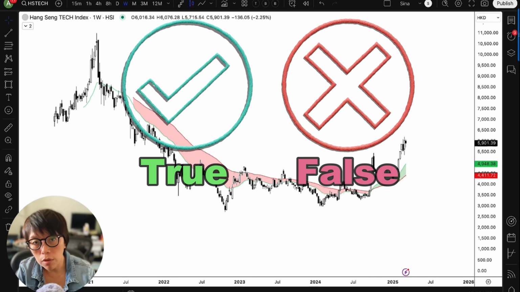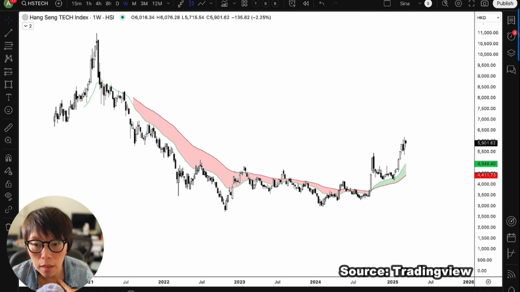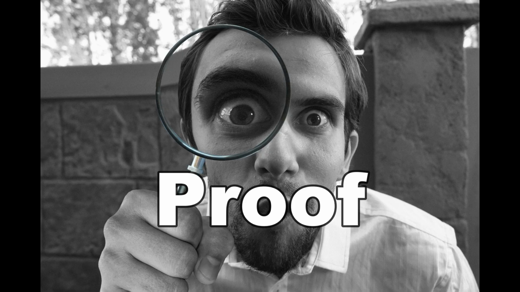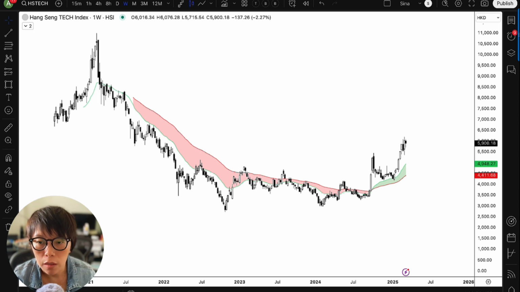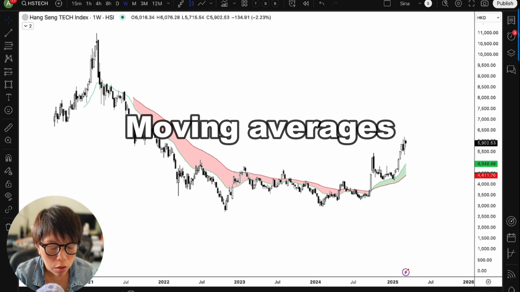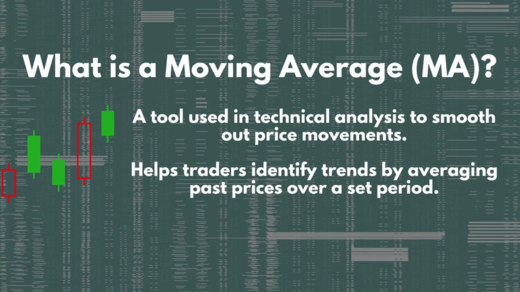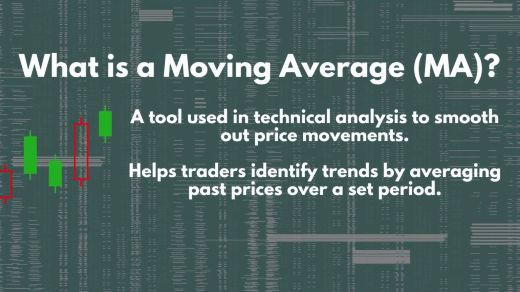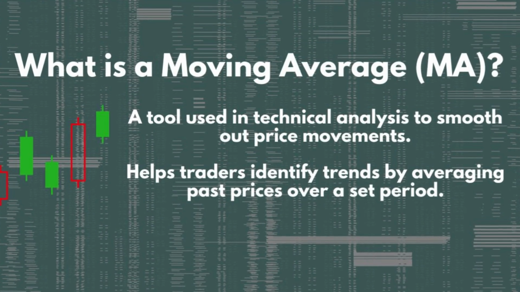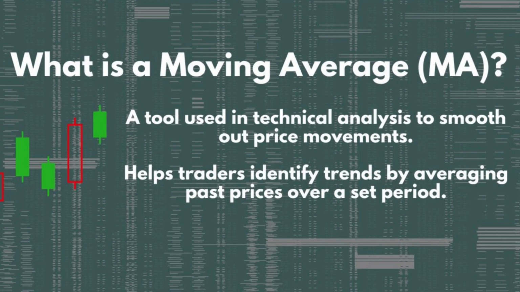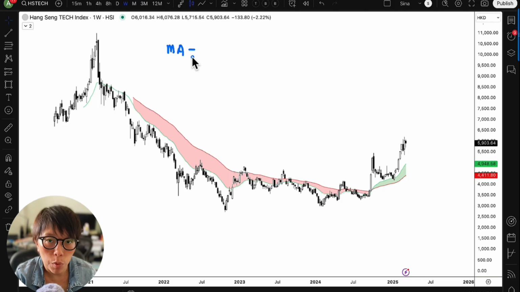Okay, so rather than answer from the point of what I'm guessing, what I'd like to do is show some substantial proof. In my chart here, I've inserted two lines, and they are the moving averages. So let's talk about the meaning of moving average, MA. This is a line that gives us the average price of the previous period.